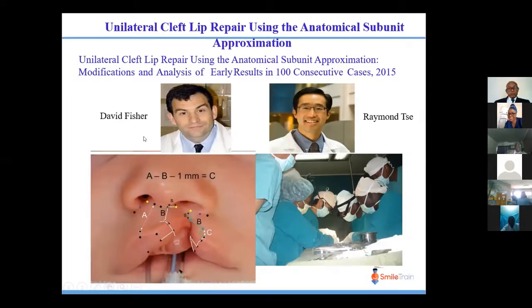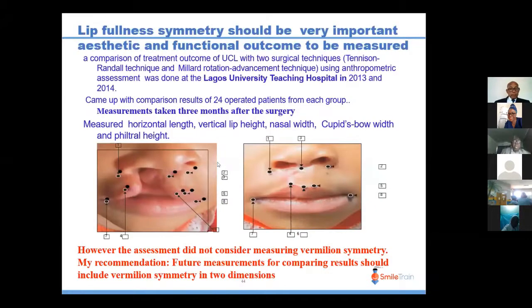David Fisher is one of them. He came up with some modification in 2015, but did not address much on the Vermilion as far as I am concerned. Later on, Raymond has come with certain modifications. I've had the chance to operate with both of them and really appreciate their work. With many modifications coming up, the Vermilion deficit issue is still lagging behind. So a lot of further research is really needed. And maybe I will be behind by 3-4 minutes, with apologies.